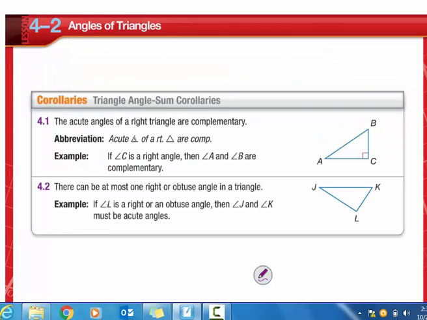We have two corollaries which come from the triangle sum theorem. The first one says that the acute angles of a right triangle are complementary. That makes sense. If this is a right triangle, the other two angles must add up to 90 degrees, which means they're complementary. And then the second corollary says that there can be at most one right or obtuse angle. Well, that makes sense as well.